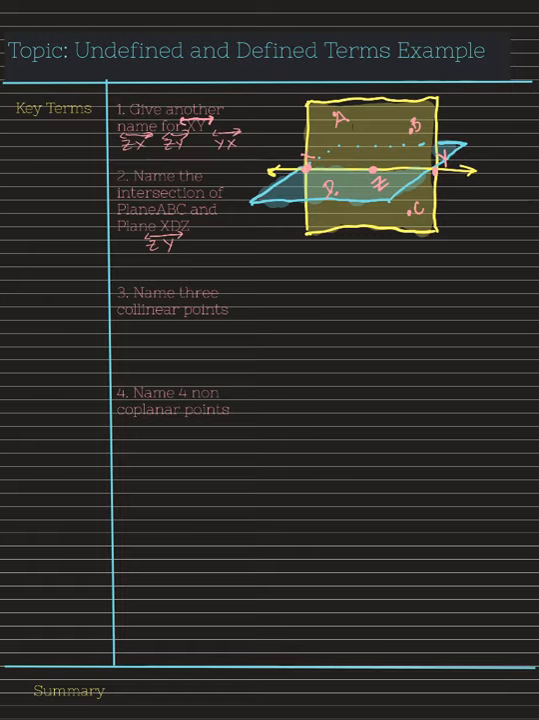Okay, we want to name 3 collinear points, so 3 points that lie on the same line. That would be X, Z, and Y. And I want to make sure I put a point symbol before each of them. And then I want to name 4 non-coplanar points. So I want points that are on both the blue and the yellow. So I'm going to start with D, because I see that's on the blue plane. Then I'm going to do A, because that's on the yellow plane. And then I can pick any other ones. So I'm going to do Z and B. Okay.